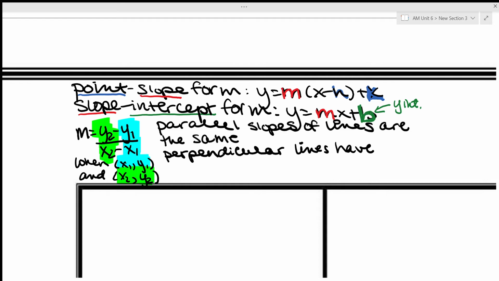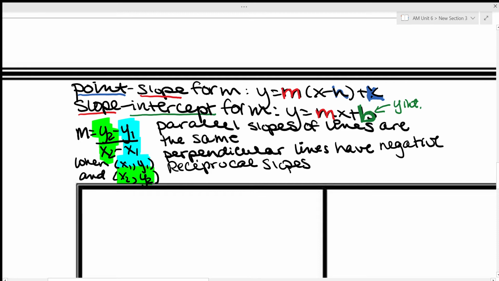Okay, perpendicular lines have negative reciprocal slopes. Okay, see, I stopped writing so hard, I think. Is that a tiny bit better?